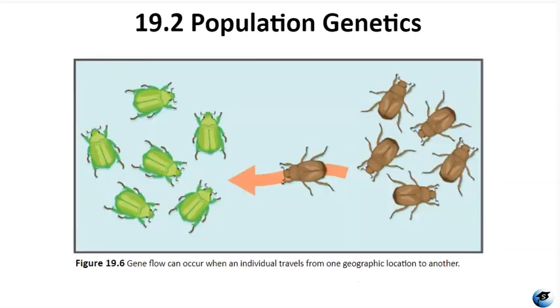Figure 19.6 illustrates how gene flow can occur when an individual travels from one geographic location to the other. You can imagine that this individual bug, or a small group of bugs, move from one location to another and they bring their genes with them, which increases the level of genetic variation in the new location.